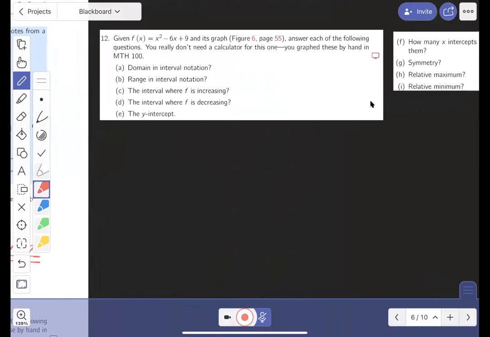And looking at number 12, I realize that this one says, given a function and its graph, answer each of the following questions. Well, you know what? The graph is on the next page. I'm just going to go through the graph of it, all right? Because it's like a Math 100 question. So typically I would write f of x as y equals, I'd factor it. It's factorable. And what do you get? x minus 3 quantity squared.